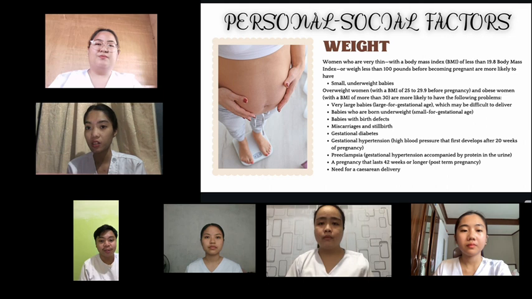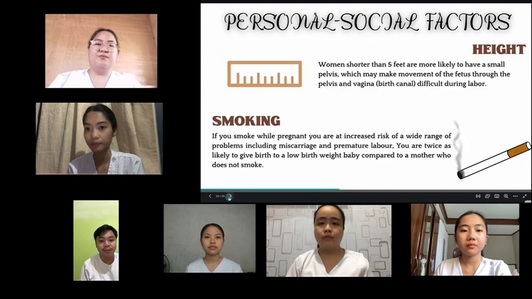Very large babies or large for gestational age, which may be difficult to deliver. Babies who are born underweight or small for gestational age. Babies with birth defects, miscarriage and stillbirth, gestational diabetes, gestational hypertension or high blood pressure that first develops after 20 weeks of pregnancy. Preeclampsia or gestational hypertension accompanied by protein in the urine. A pregnancy that lasts 42 weeks or longer or post-term pregnancy. And lastly, a need for a cesarean delivery.